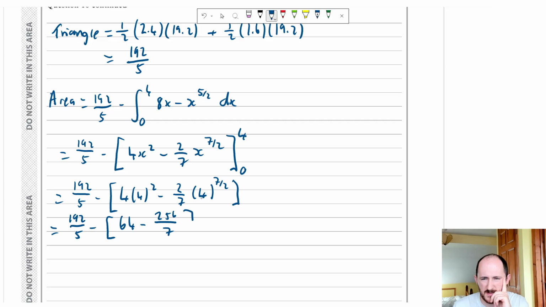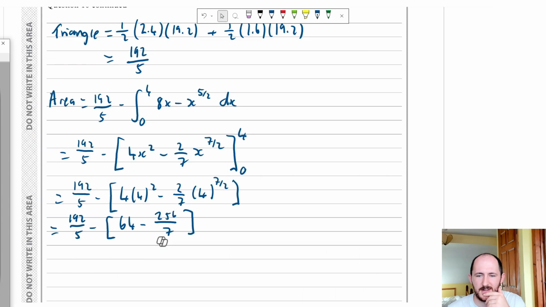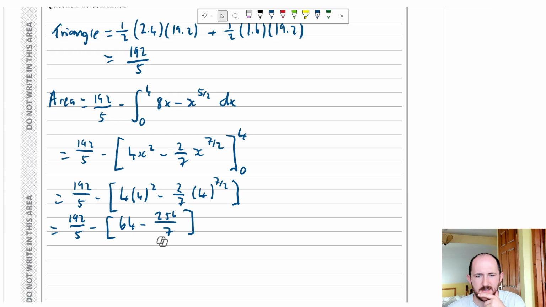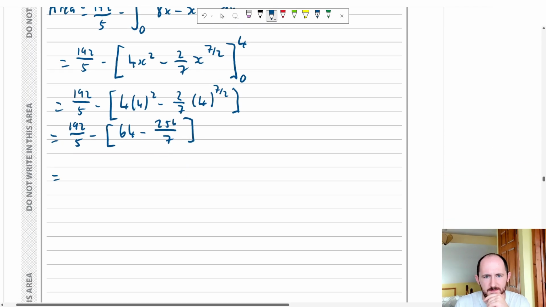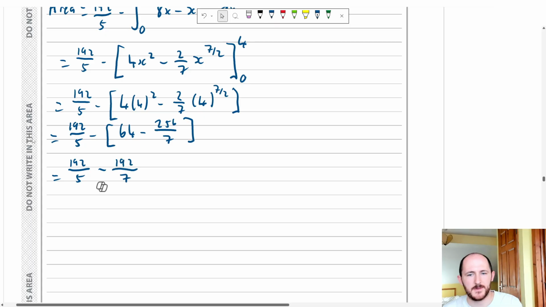Can you divide 256 by 7? You know what, I'm doing that on a calculator. I don't think you can, right? No. Alright, thanks, calculator. Let's just do 6... Come on. Oh, okay, so the same... Okay, that's interesting. Minus 192 over 7. Yeah, cool.